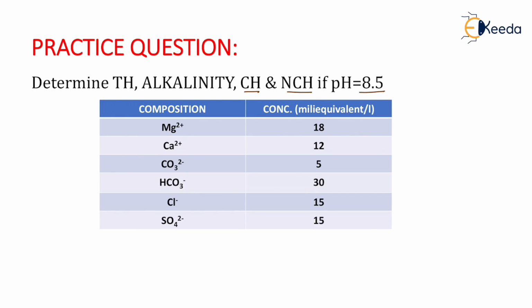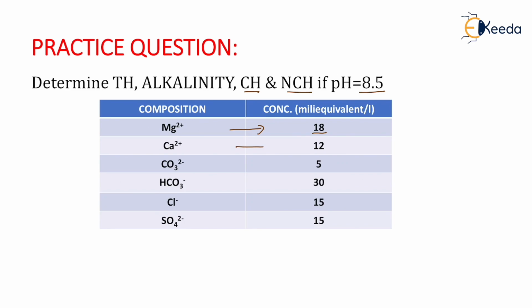Now the composition and concentration are given. For magnesium 2 positive, the concentration is given as 18 milli equivalent per liter. Now the unit of concentration has changed. Previously we used concentration in milligram per liter, but now it is given in milli equivalent per liter. Now we see how we can use that milli equivalent in our formulas of total hardness, alkalinity, carbonate and non-carbonate hardness. Okay.